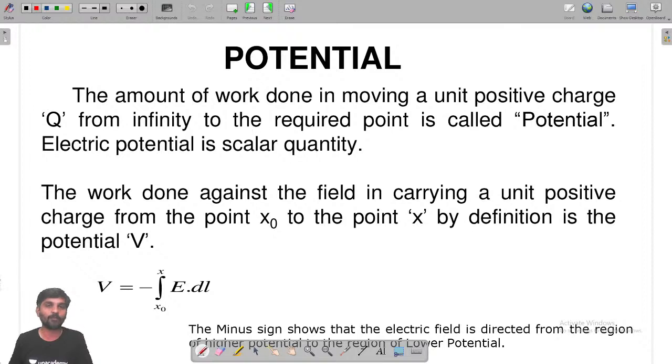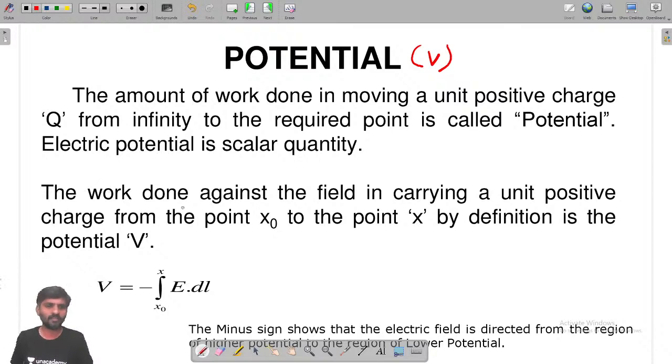Next, what is there, sir? A potential, generally represented with V. Potential V, right? So that is electric field intensity. This is potential V. The amount of work done in moving a unit positive charge Q from infinity to the required point is called potential, or electrical potential, which is a scalar quantity. Whether it is scalar or vector, we will discuss later.